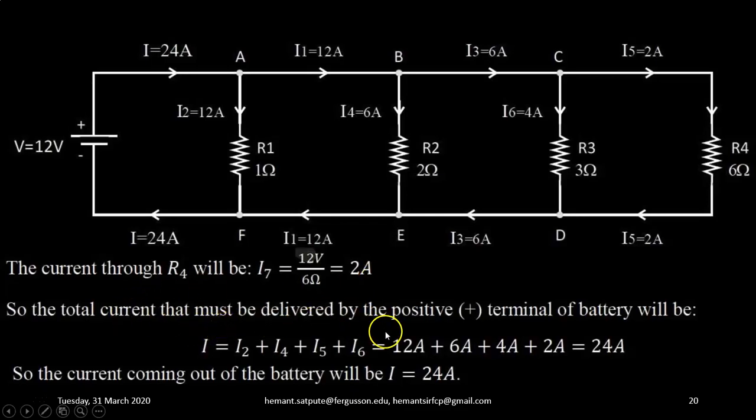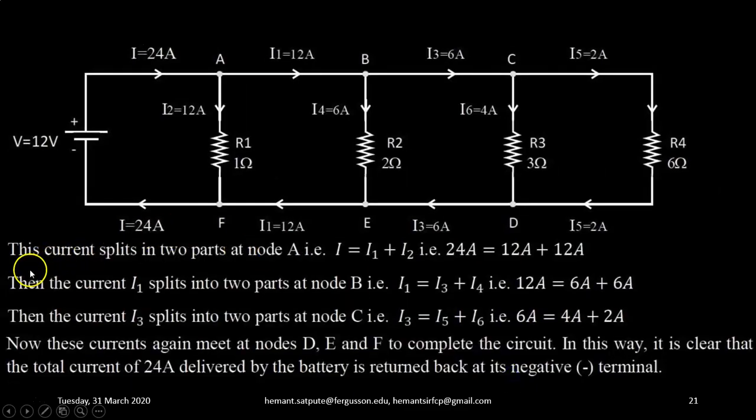So the total current that must be delivered by the positive terminal of the battery will be I equal to I2 plus I4 plus I5 plus I6. So this I will be equal to I2 plus I4 plus I6 plus I5, and the sum comes out to be 24 ampere. So the current coming out of the battery will be equal to 24 ampere. Now this current of 24 ampere splits into 2 parts at node A. I will be equal to I1 plus I2.